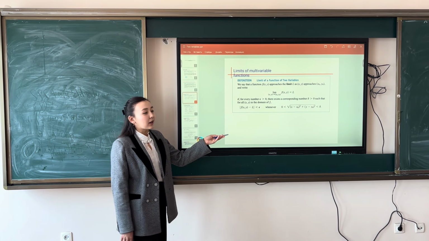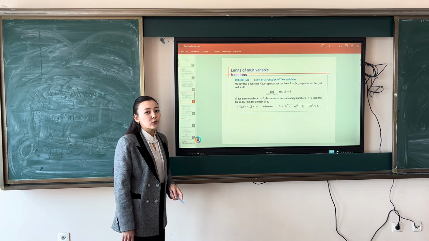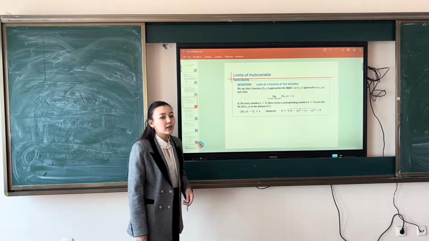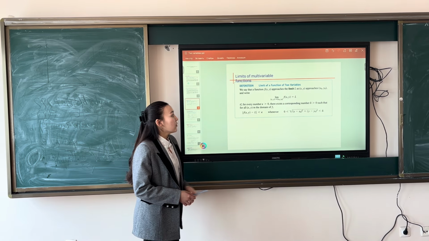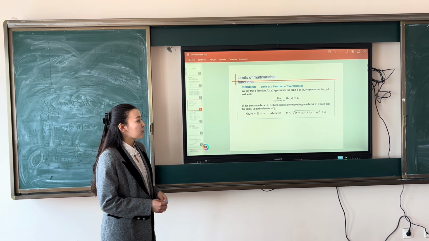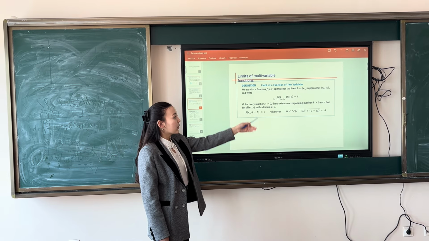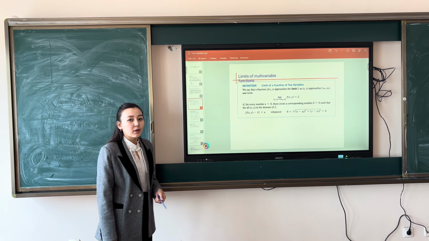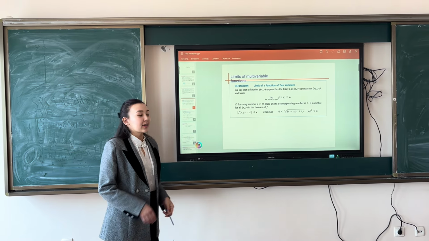Limits of multivariable functions. We say that a function f of (x, y) approaches the limit L as (x, y) approaches (x0, y0), and we write it in this form, if for every number epsilon greater than 0, there exists a corresponding number delta greater than 0, such that for all (x, y) in the domain of f, the absolute value of f(x, y) minus L is less than epsilon whenever this inequality is satisfied.